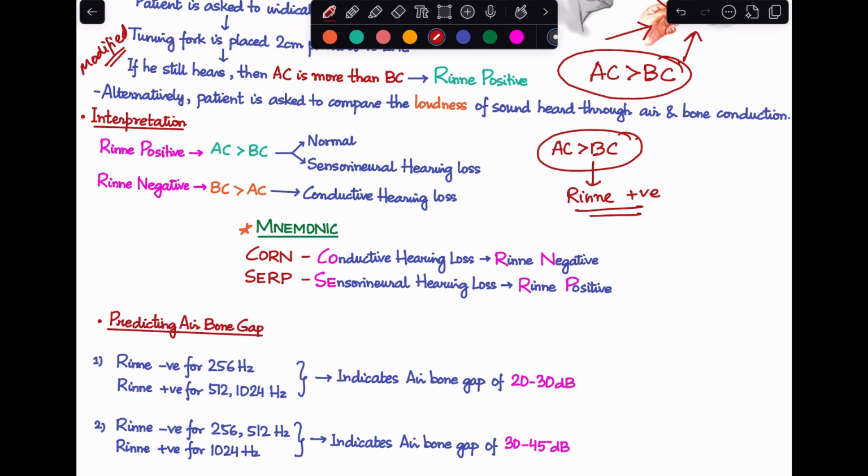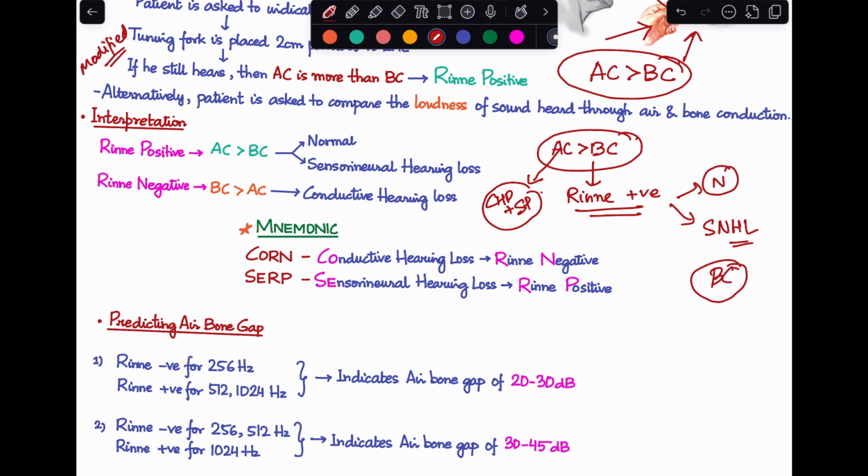And what does it indicate? It either indicates a normal person or it will indicate a sensory neural hearing loss. Why so? In sensory neural hearing loss, as we discussed, only the bone conduction is affected, whereas air conduction does not get affected because air conduction involves both the conductive pathway as well as the sensory neural pathway. Therefore, the air conduction will be more than bone conduction.